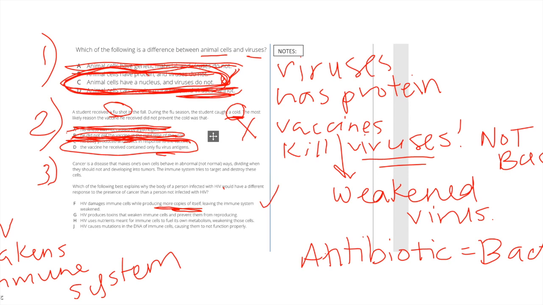HIV produces toxins that weaken the immune cells and prevent them from reproducing. Bad. If it prevented them from reproducing, the virus would die and you wouldn't have HIV. HIV uses nutrients meant for the immune cells to fuel its own metabolism, weakening those immune cells. They have no metabolism. They are not cells. HIV causes mutations in the DNA of immune cells, causing them to not function properly. Again, if they didn't function properly, then the virus wouldn't be able to take over, so can't have that one. The answer is F. They still need the cell to work properly, that way it can replicate itself and really take over.